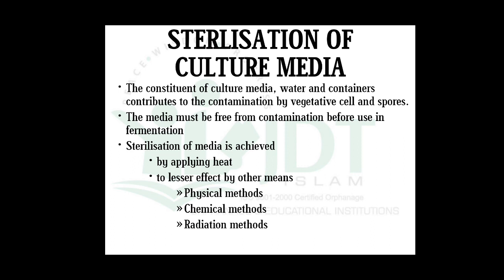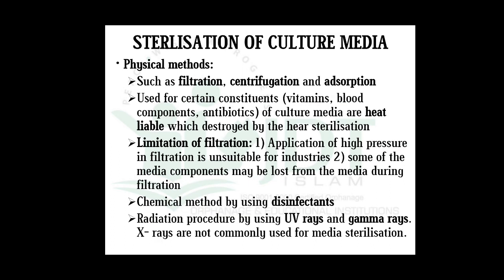The constituents of culture media and water contribute to contamination by vegetative cells as well as spores. So the medium should be free from all contamination before using it for fermentation, and this can be achieved by applying heat, which is the most common method, or to a lesser extent by other means. In the case of heat labile substances, we use physical methods, chemical methods, and radiation methods. First, let's discuss the physical method.